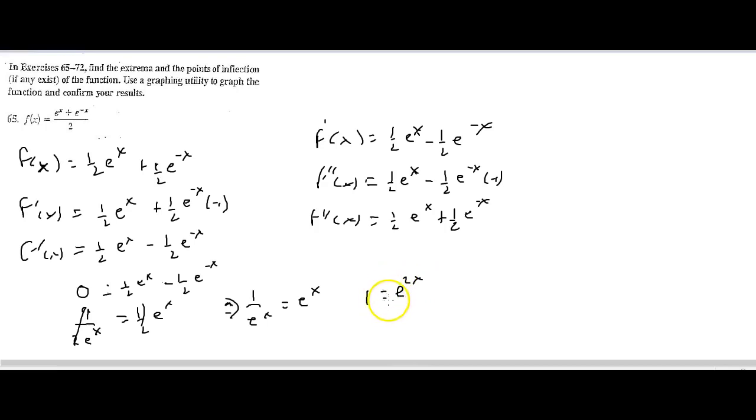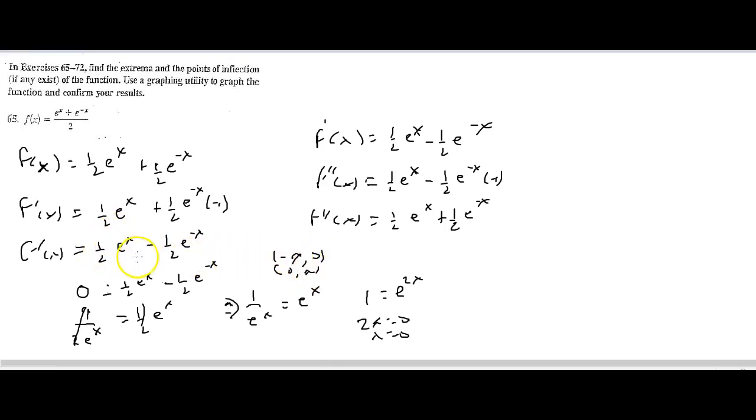Where does this happen? I could ln both sides, or I could recognize what power do you raise e to make it 1. 0, right? So 2x equals 0 when x is equal to 0. So I'm going to check my point to see if it actually is an extrema. So negative infinity to 0 and 0 to infinity.